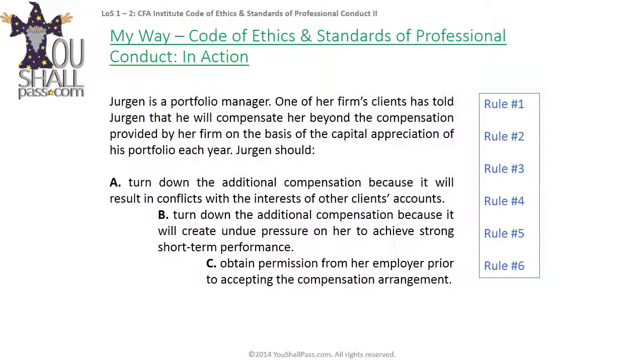Whenever conflicted, disclose. The only option that requires disclosure is option C. So this was easy. Remember, CFA Institute Standards of Professional Conduct and the Code of Ethics, or for that matter the Rules of My Way, do not necessarily prohibit additional compensation of fund managers by clients. They just require that such arrangements be disclosed and approved by the employers of the fund manager. This question relates to standard 4B, additional compensation arrangements.